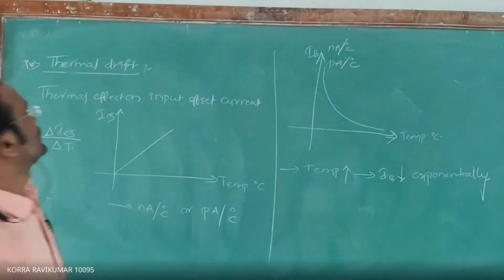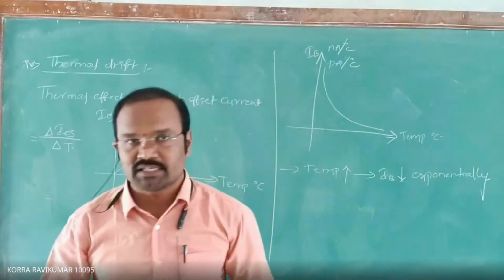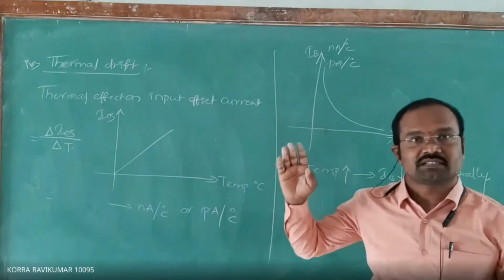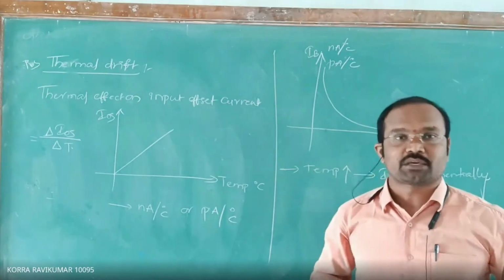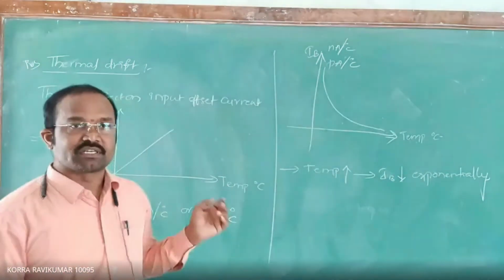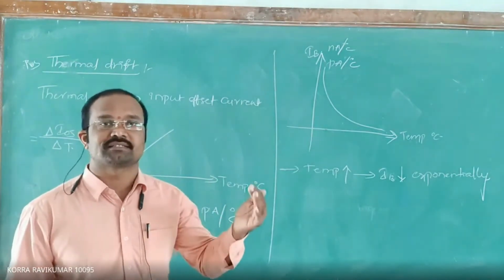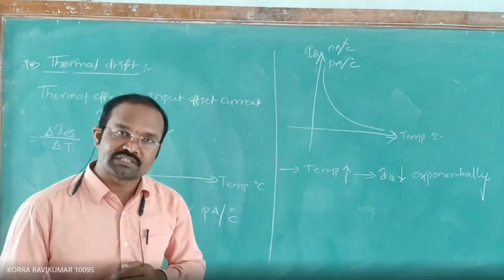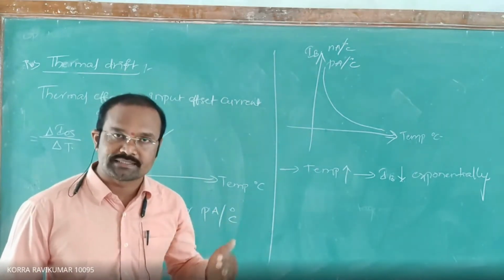Right? So, this is how the temperature or thermal value affects the input offset voltage, input offset current and input bias current. If the temperature increases, then input offset voltage also increases linearly, and its units are microvolts per degree centigrade. Next, if temperature increases, then input offset current value also increases gradually or linearly. The unit for the input offset current is nanoamperes per degree centigrade or picoamperes per degree centigrade.